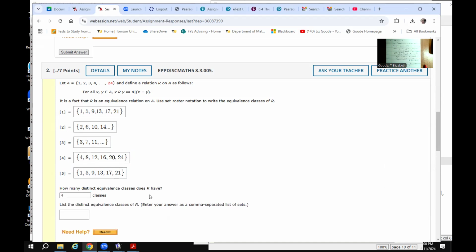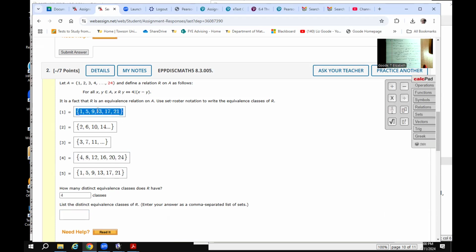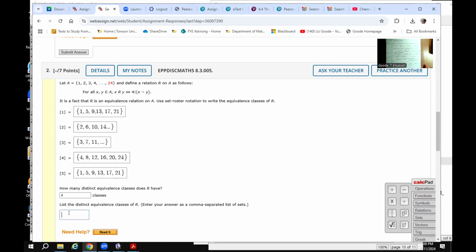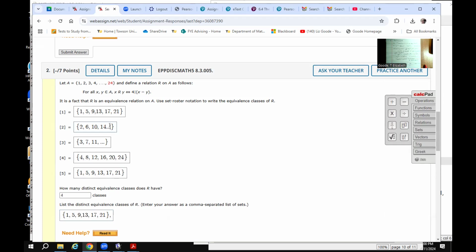Okay. Now, the distinct equivalence classes: this one would be 1, so you can copy that and put that in there. And then put a comma. And then this one, whatever it is, keep going. We need to keep adding some stuff to it, right? What would be the next number in the equivalence class of 2? Let's finish it.